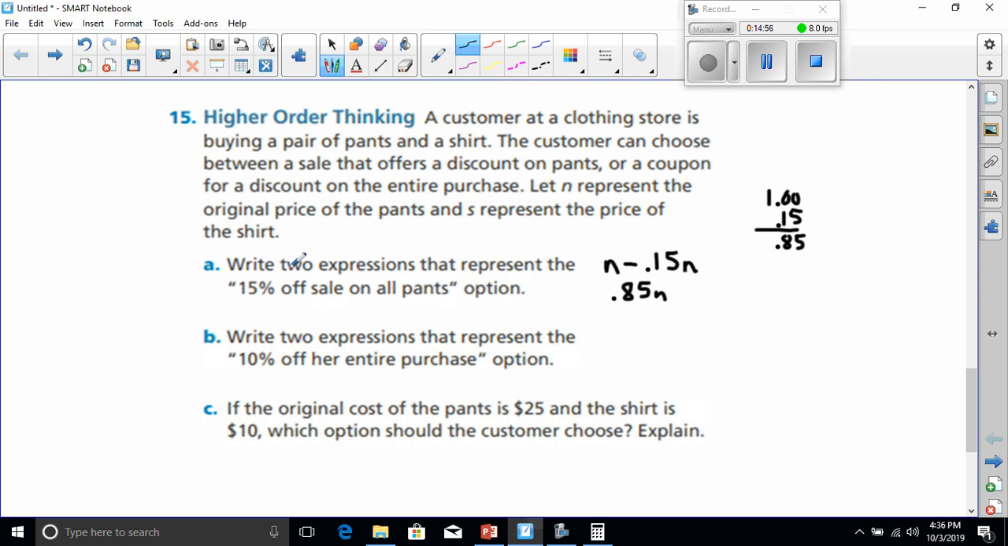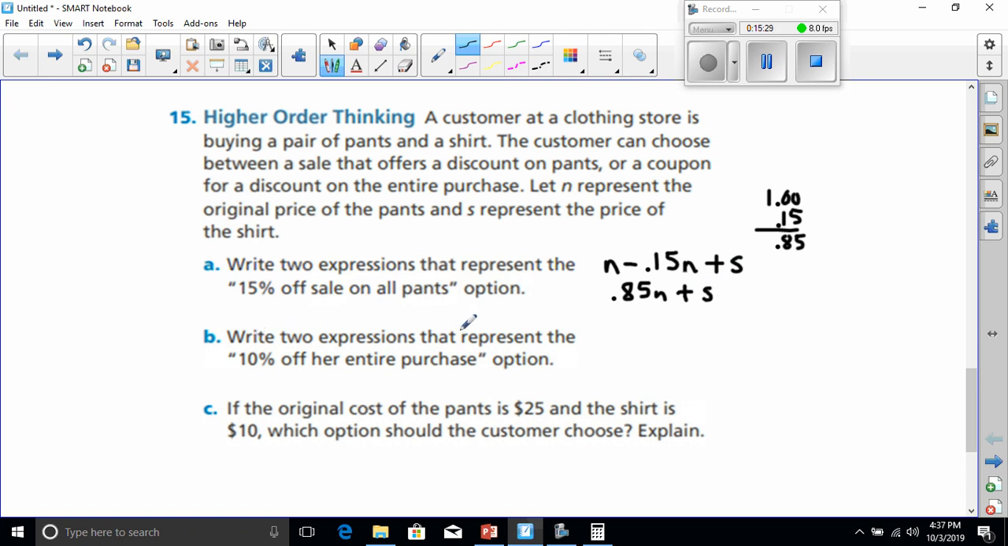Now it says, write two expressions that represent off of pants. Let's see. Customer can choose between a sale offer of a discount of pants or a coupon, discount of the entire purchase. Let N represent, okay, the customer is buying a pair of pants and a shirt. So I have to add onto this the shirt, which is S, plus S. I don't know what the price is yet, but I do know that I'm going to have to add S to it.